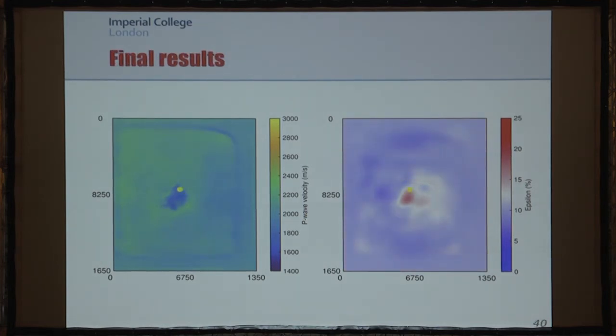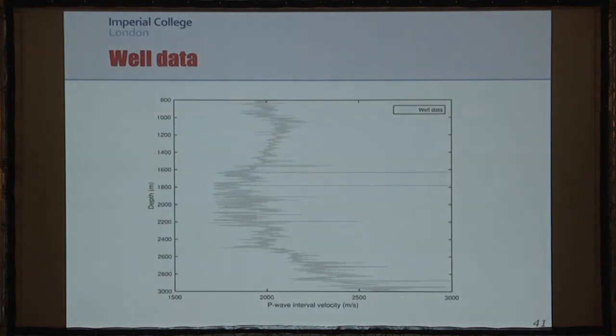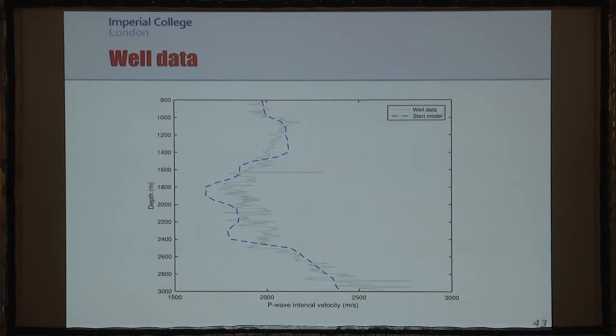So if we look at some well data, some sonic log data taken at a position where the yellow dot is, this is a different well to the one Mike showed yesterday. This is the raw data. If we filter this over 11 samples, so about 10 meters, it looks like this. The dashed blue line is the contractor's tomography model that we use as a start model.